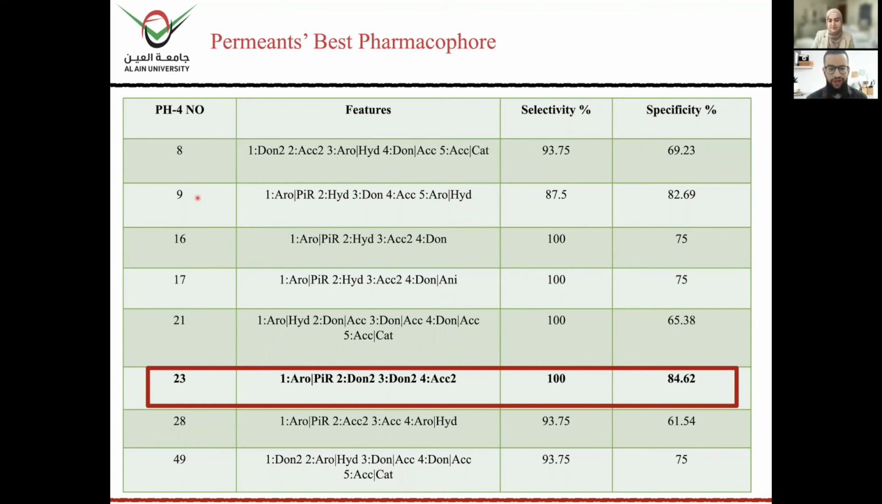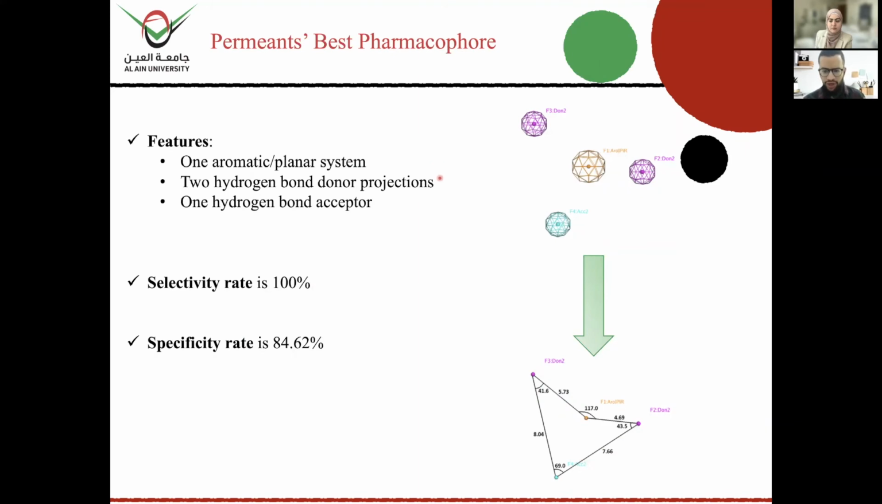As for the permeants, we generated tens of pharmacophores, and then we calculated their selectivity and specificity. Then we found the best performing pharmacophores, and we successfully chose pharmacophore number 23, which has the following features. It has one aromatic planar system, two hydrogen bond donor projections, and one hydrogen bond acceptor, and it successfully scored a selectivity rate of 100% and a specificity rate of 84.62%.